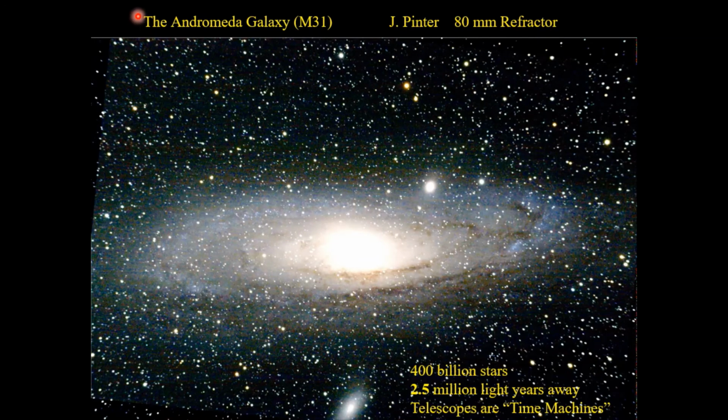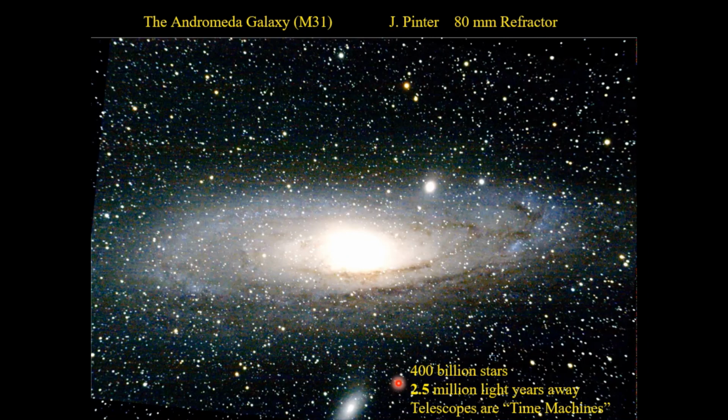This is a picture of the Andromeda Galaxy. And again, I took this with a very small telescope using a digital camera mounted on the back of the telescope. This Andromeda Galaxy is similar to our Milky Way galaxy. It contains, we think, about 400 billion stars. Remember, each of those stars is a sun, like our own sun. It's about 2.5 million light years away.